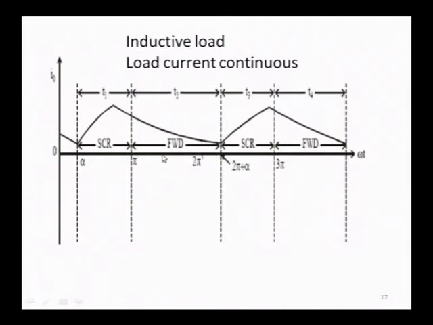Otherwise, without this, the discontinuous current looks like this: the curve will drop here and it will be 0, then start SCR, it will be 0 like this, and it forms a discontinuous current. Since you have used a large inductive load, the inductance and your freewheeling diode come to your help, so it makes it continuous. This is the way to understand how the load current can be made continuous.